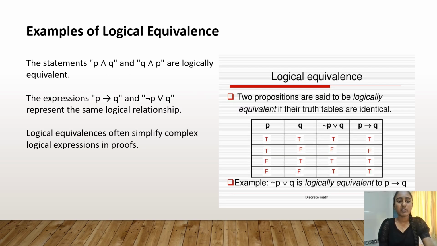Examples of logical equivalence. The statements P conjunction Q and Q conjunction P are logically equivalent, where the expressions P implies Q and negation P disjunction Q represent the same logical relationship. Logical equivalence often simplifies complex logical expressions in proofs. You can see the solved table here: P, Q, negation of P disjunction Q, and P implies Q.